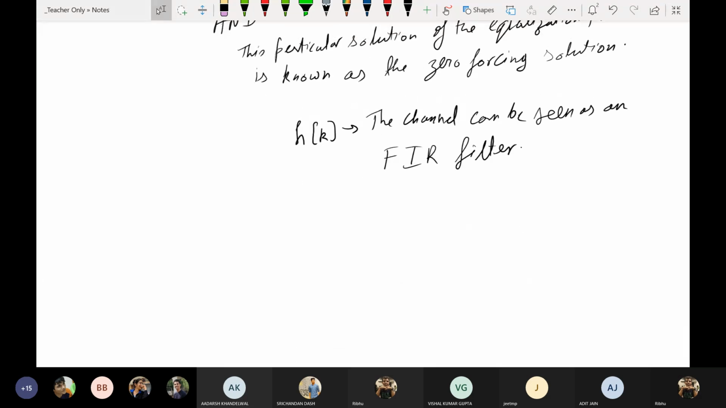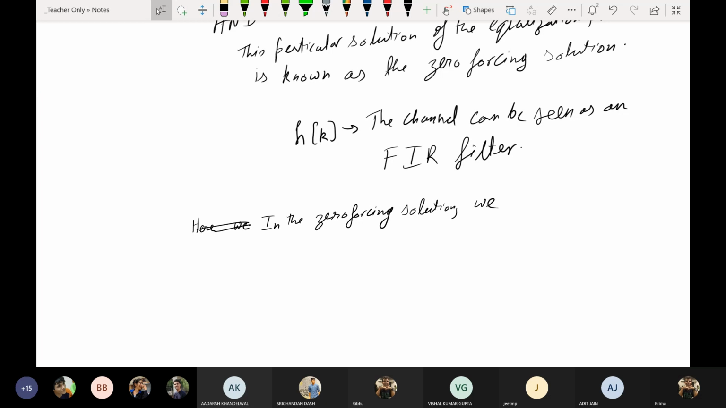Another way, so here we are, the zero forcing solution.